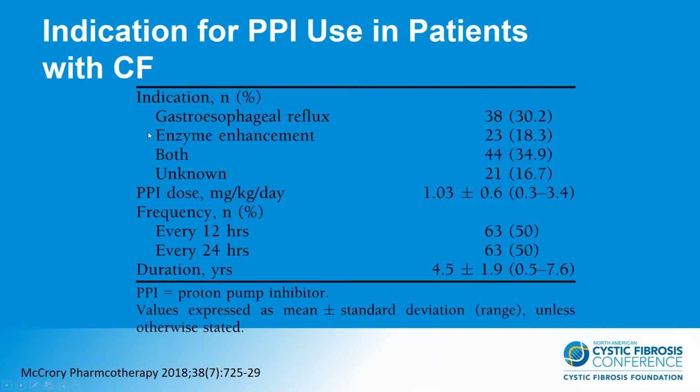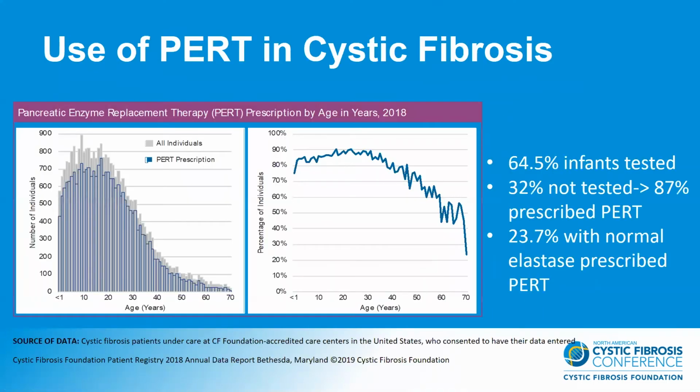Approximately 20% endorsed it for enzyme replacement, and the largest number indicated it was for both, 35%. And interestingly, 16% had no clear indication for PPI use. And you can see the dosages and the frequency vary, with a duration of already 5 years in this pediatric population.